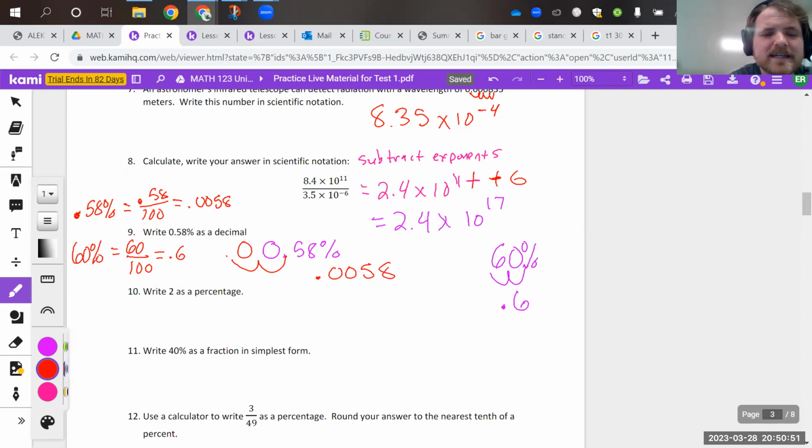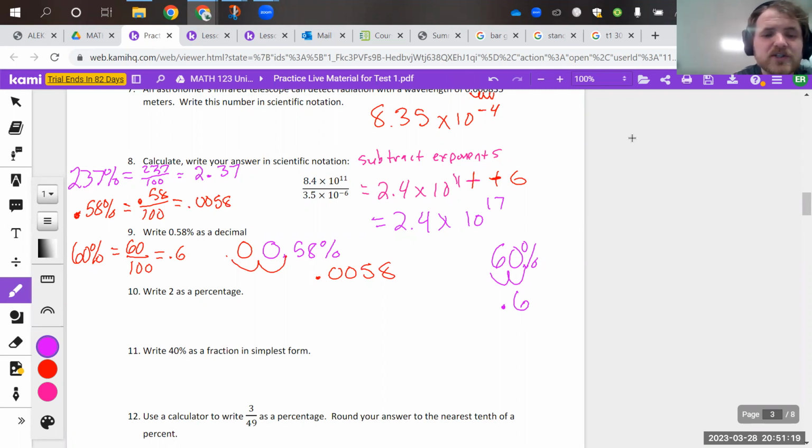Or if you did something like 237%, that's the percent over 100. And when you divide those, you would get 2.37. Feel free to interrupt me if you're still stuck or not.